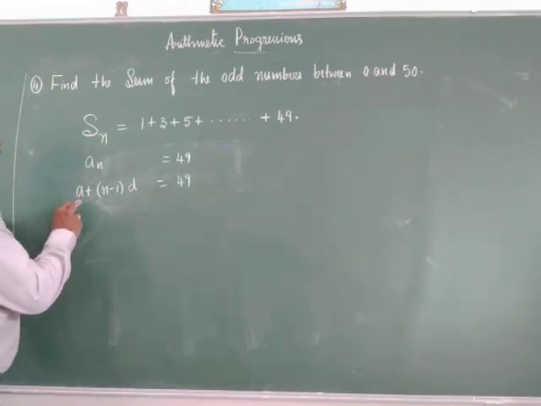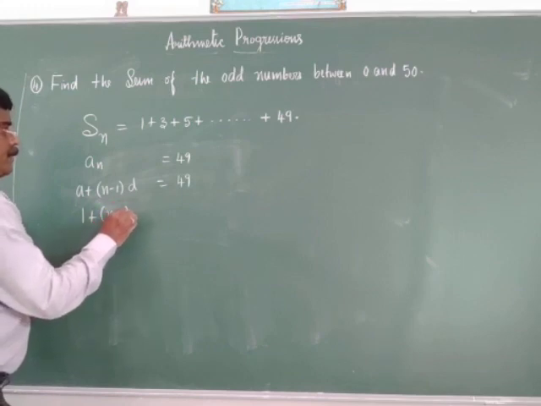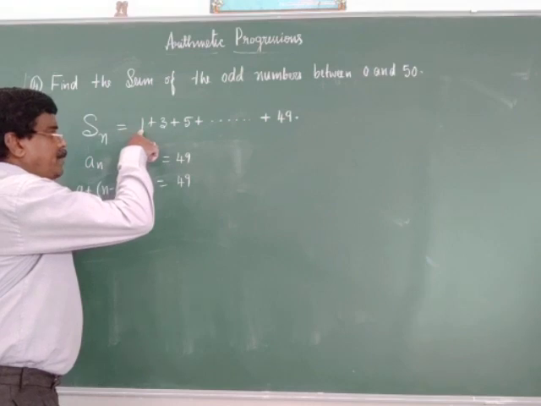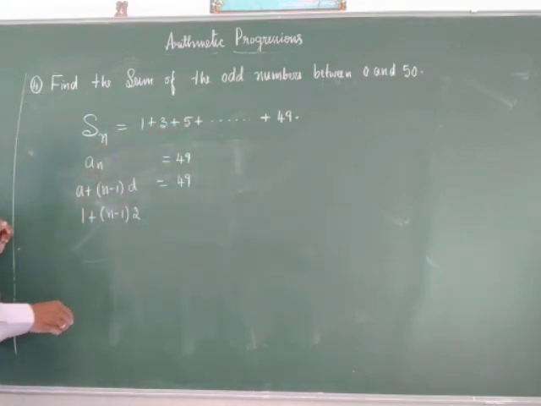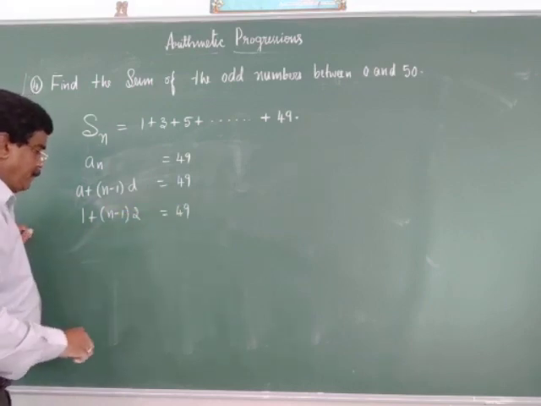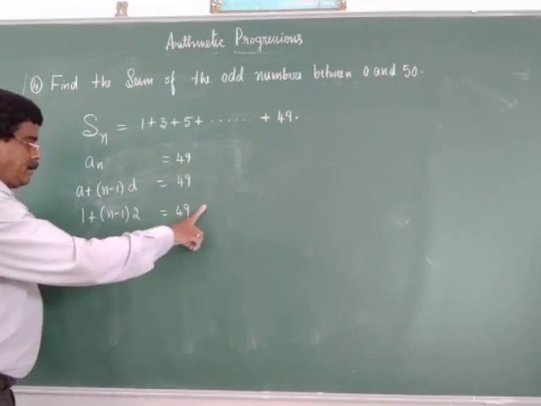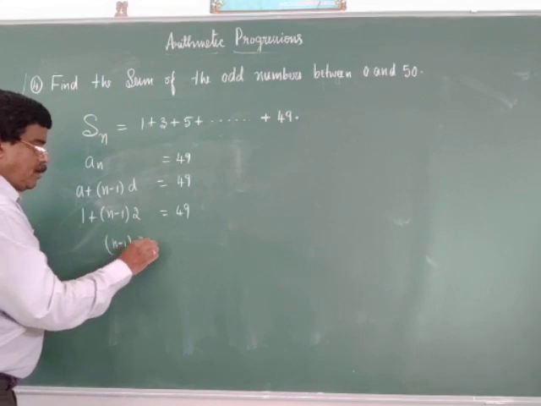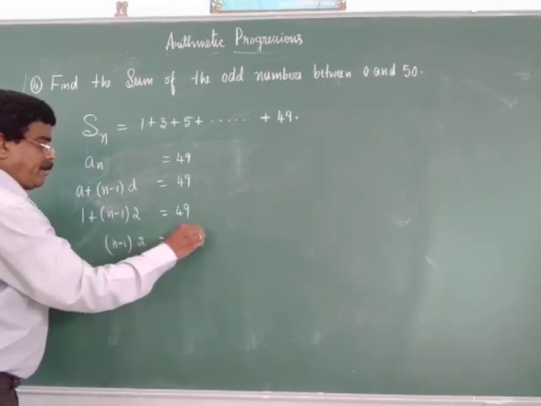Or a means 1 plus n minus 1, and the difference is 2, you must be knowing, because 3 minus 1 is 2, 5 minus 3 is 2, like that 7 minus 5 is 2. So like that the difference is 2, which is equal to 49. Now 1 is there, transposed to the right hand side. So it is n minus 1 into 2 as it is. n minus 1 into 2 equals 49 minus 1.